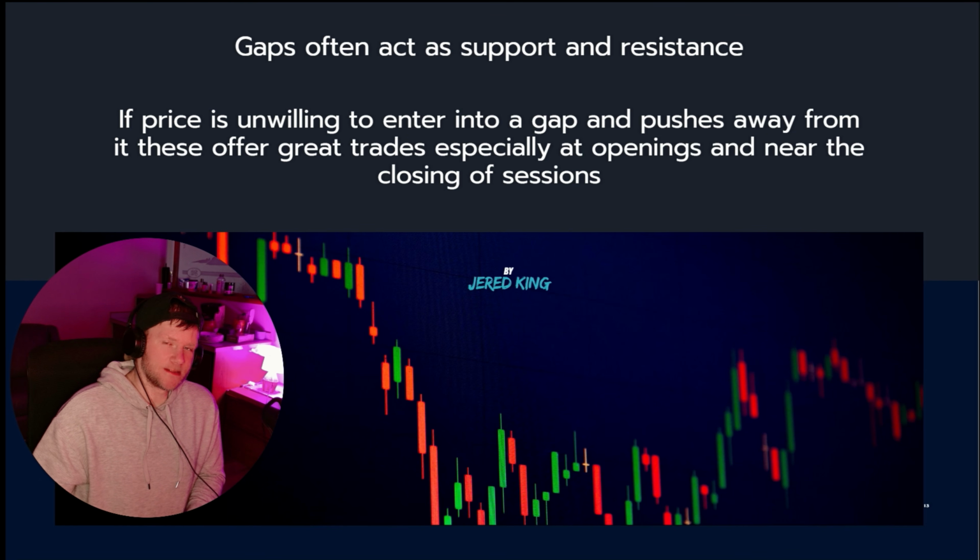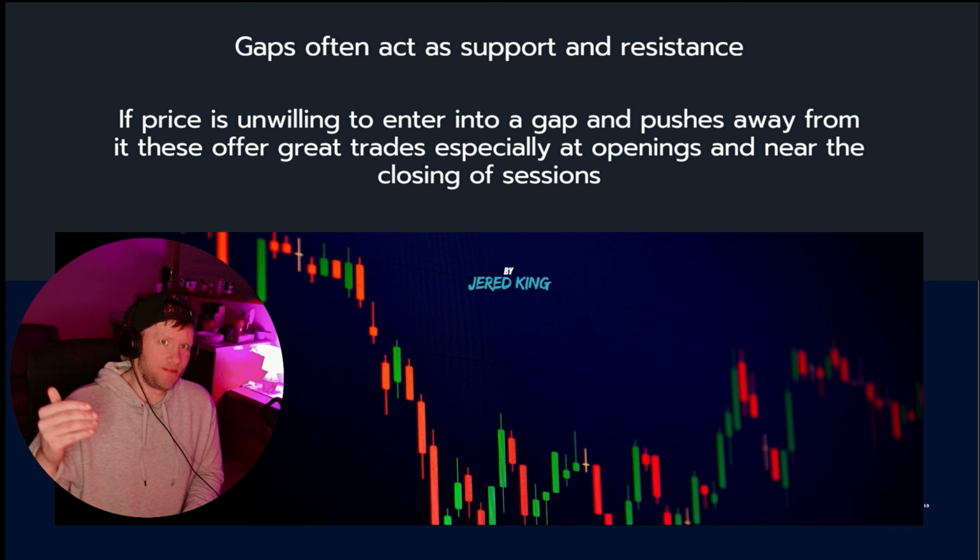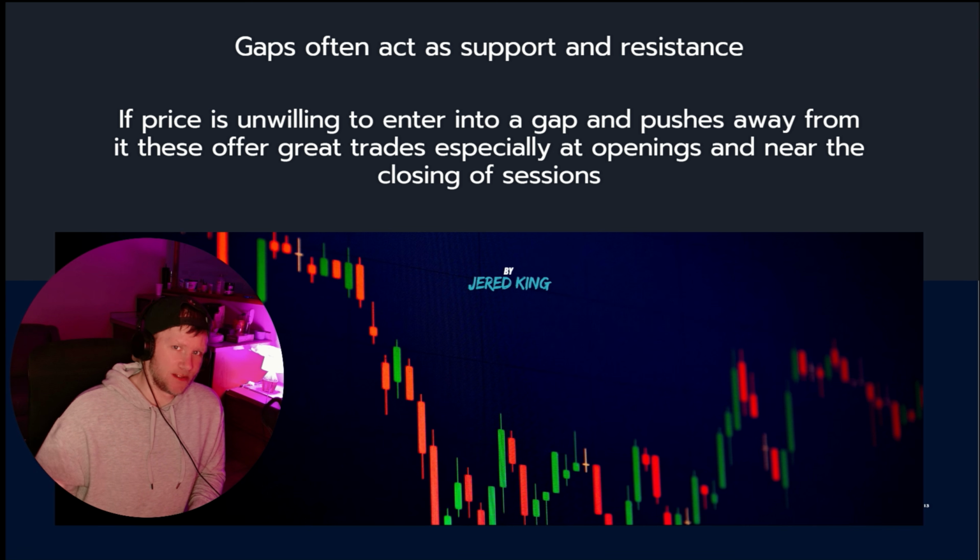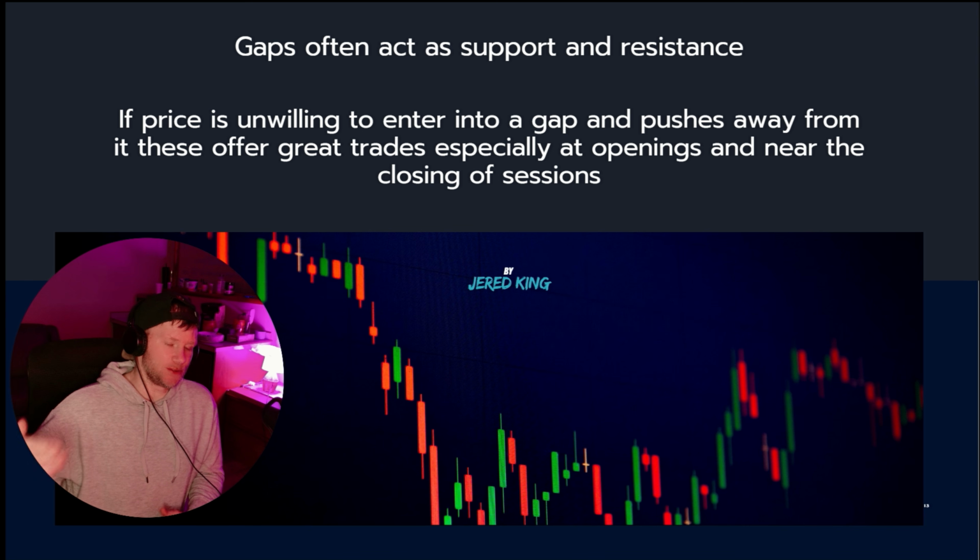Gaps often act as support and resistance, and if price is unwilling to enter a gap or it rejects a gap, these offer the best high time frame points of interest that you can find as a trader. The highest odds trades, the biggest trades, they are the best draw in terms of price moving towards a certain area are gaps. And in this video, I'm going to break down regular trading hour gaps, new week opening gaps, volume imbalances, and more. You definitely want to stick around because this video is going to teach you how to utilize gaps in your trading to fast track your trading and become a better trader right now.